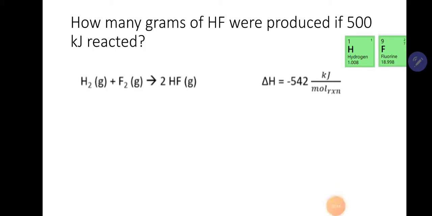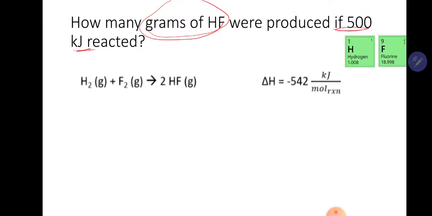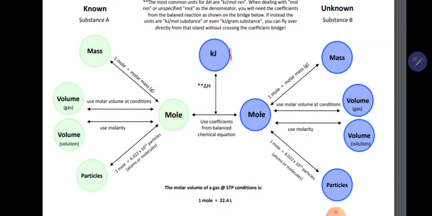All right, let's try a harder one. So this time they want to know grams of HF if we had 500 kilojoules react. And let's go see the map, see what we're going to do. So I'm starting off with kilojoules again. The only place I can go for box number 2 is moles, but I don't want moles. I want mass. So box number 1 is going to have kilojoules. Box number 2 is going to have moles. And box number 3 is going to have grams.